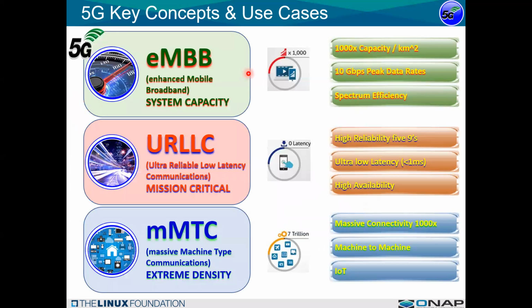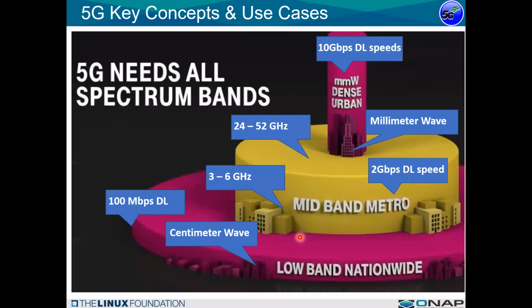Okay, so again, the three big ideas. If you walk away with nothing from this presentation, these three key 5G ideas: enhanced mobile broadband, addressing system capacity, increasing the potential system capacity by 1,000-fold, 10 gigabits peak data rate, better spectrum efficiency. URLLC, used for mission-critical applications where latency is super critical, with super high reliability and high availability. And then massive machine type communications, affording extreme densities of 1 million devices per square kilometer. And of course, that allows for many machine-to-machine applications and IoT.